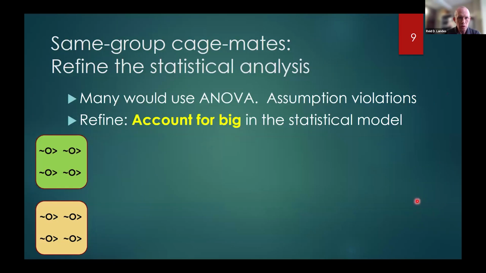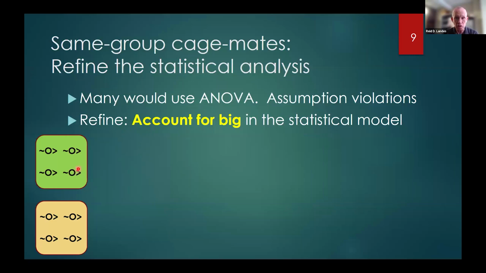Now, on same group cage mates, before we look at the data, I need to talk about an incorrect analysis and a correct analysis. So many people would use just an ANOVA for this same group cage mates problem. And when you do that, it assumes that these animals in the same cage are independent of each other, which may or may not be the case.